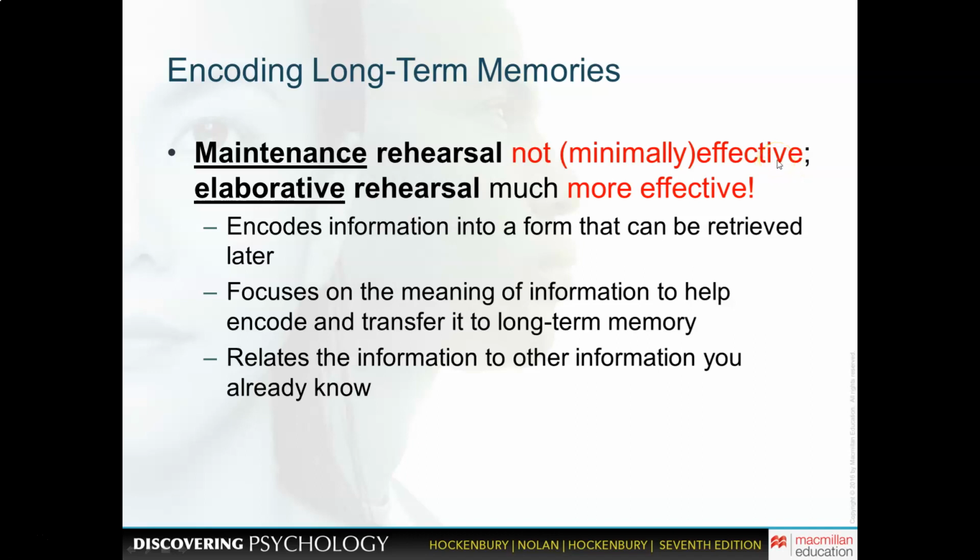But there's a certain type of rehearsal that is found to be much more effective, and that's what's known as elaborative rehearsal. Elaborative rehearsal is basically what I'm doing. As I introduce you to a new term, I start to elaborate on it. I start to give examples. That's what's called elaborative rehearsal. I start elaborating upon the information, and that has been found to be much more effective in encoding information into our long-term memory.